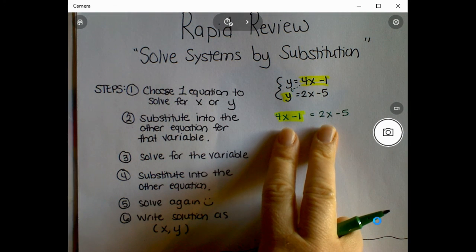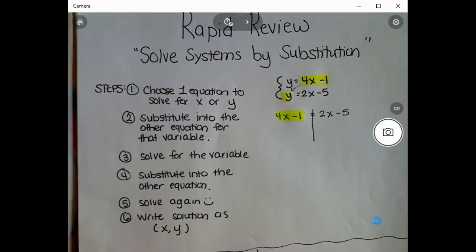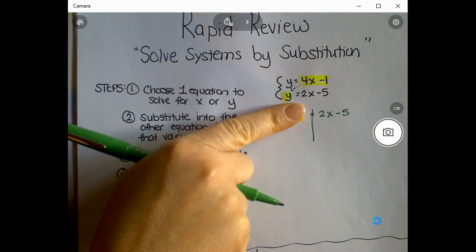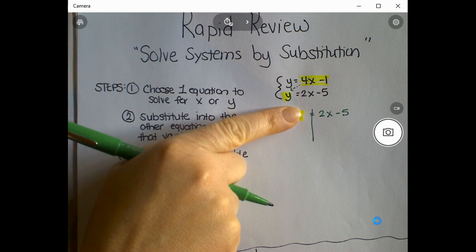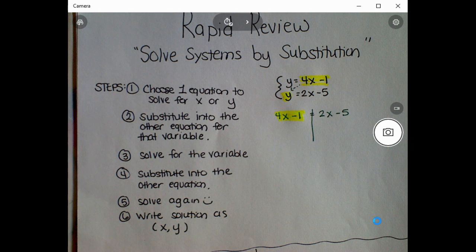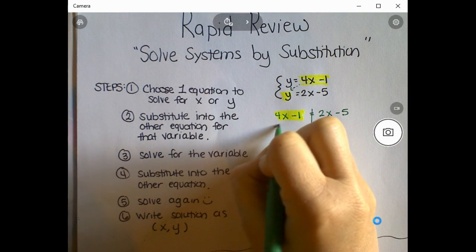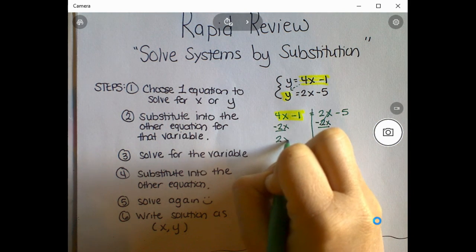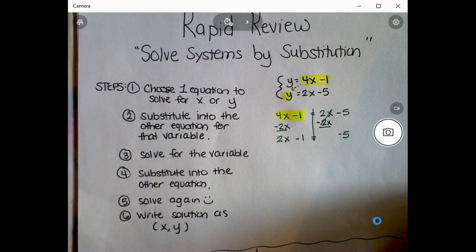Now our equation is in only one variable, so we can solve this following the rules of solving equations. When you are solving equations, you say, can I distribute? No. Can I combine like terms? No. Add or subtract something. You have a choice. I'm going to subtract 2x from both sides. 4x minus 2x is 2x, minus 1 equals negative 5.